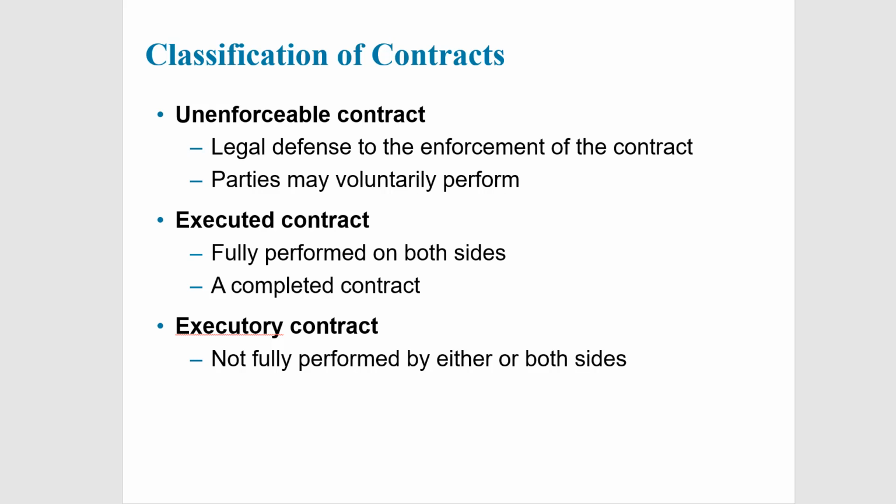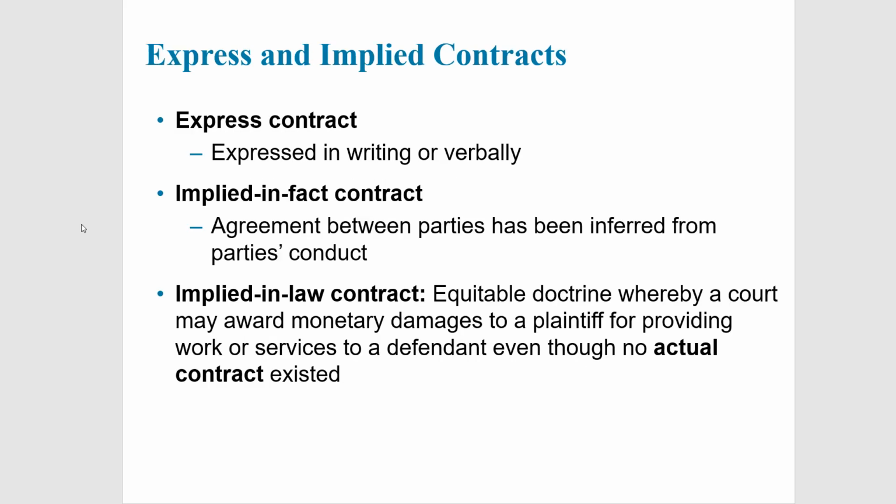An executed contract means that the contract was valid, both sides performed what they were supposed to, and the contract is now completed. We call it executed. If it has not been fully performed by either side, then we call it executory, meaning it's sort of still in process, hasn't been fully performed yet.